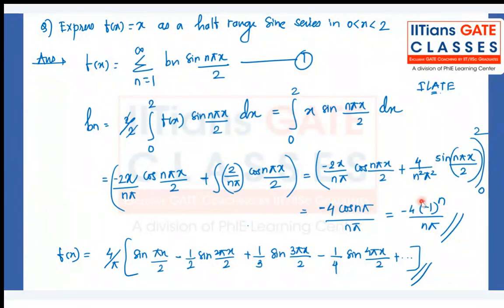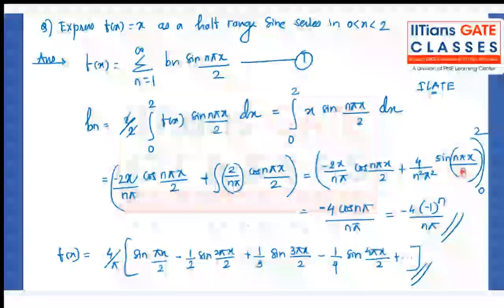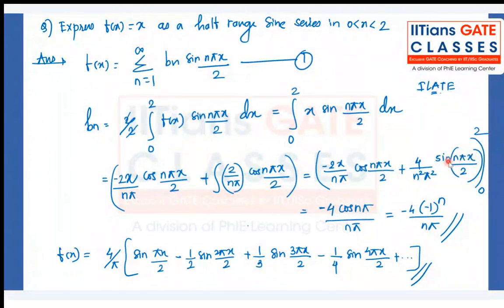When you put 0, sine term will become 0. And when you put 2, what will happen? Sine of n pi will also become 0. So overall, this second term will always be 0 irrespective of what you are putting, whether 0 or 2. So about the first term, 2 will get cancelled, and when you put 2 and 0, you'll end up with a minus 4 of cos of n pi by n pi.